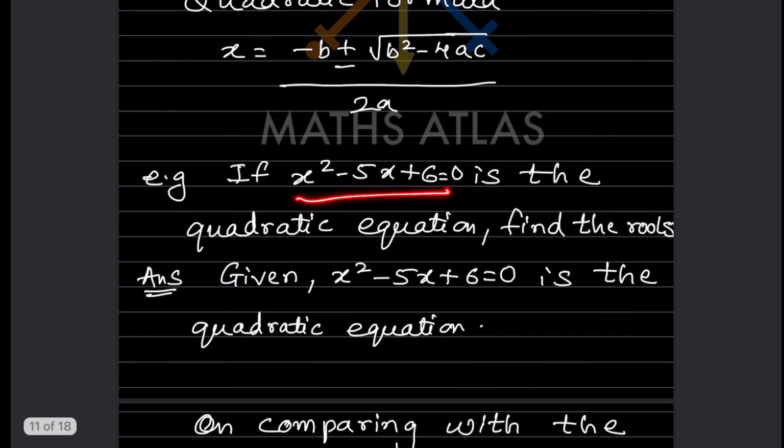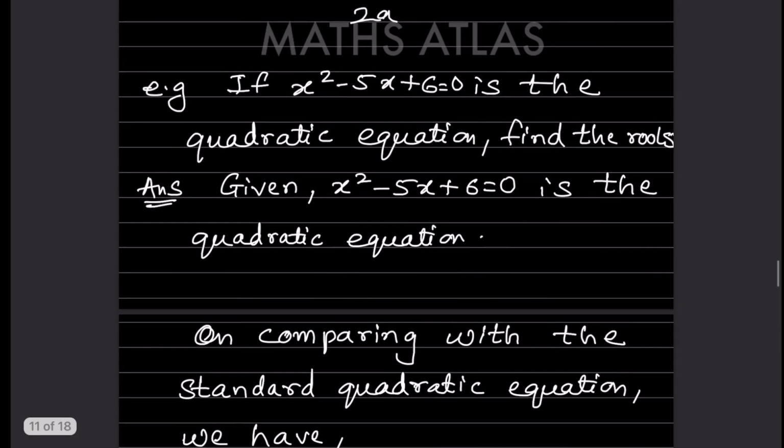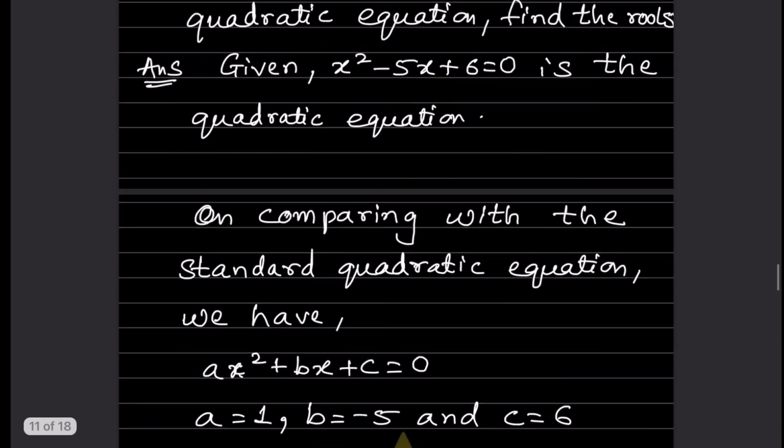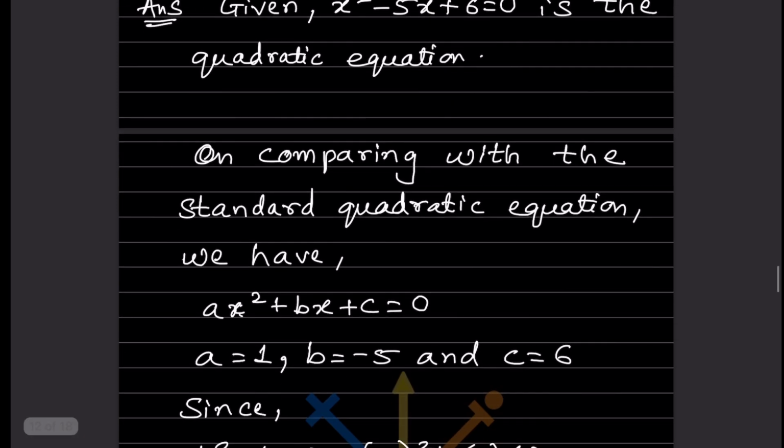This is the equation given. x square minus 5x plus 6 is equal to 0 is the quadratic equation, and we have to find the roots. So now how will you do this? Again, we are going to write the same thing, x square minus 5x plus 6. You are going to compare with what? You know the general form of the equation, that is the standard form, ax square plus bx plus c is equal to 0.